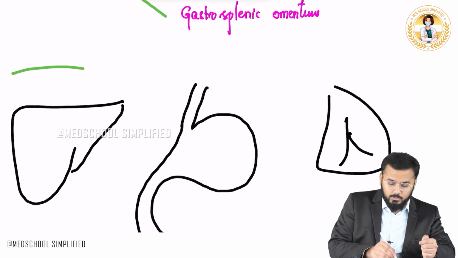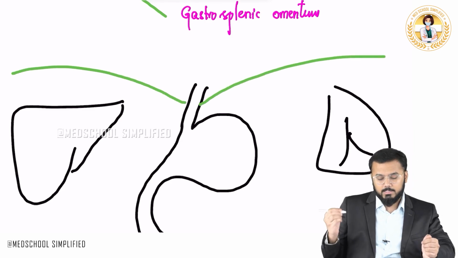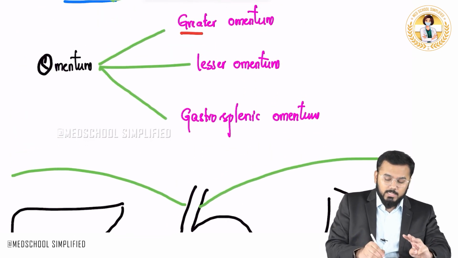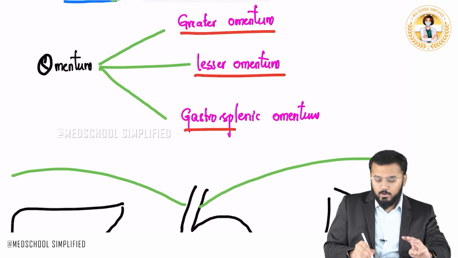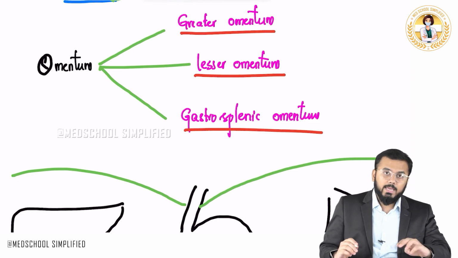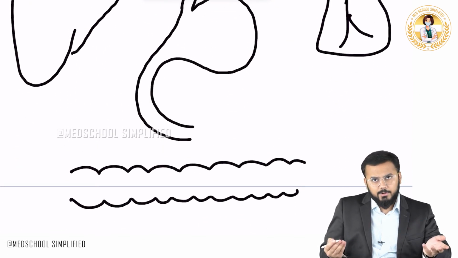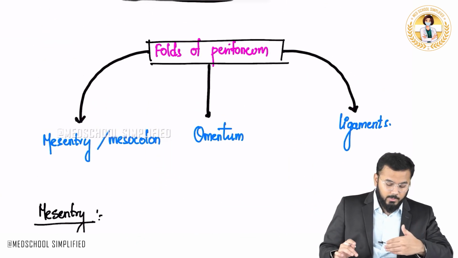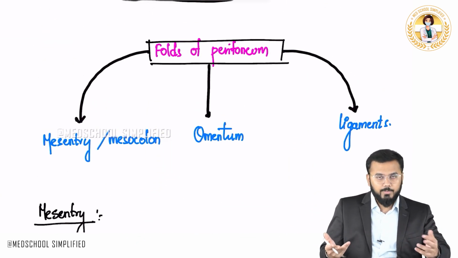Right, so here you have got your diaphragm like this. First of all, what is greater omentum, what is lesser omentum, what is gastrosplenic omentum? Now, greater omentum in the sense, it is a fold of peritoneum. Whatever it is, whether it might be omentum, ligament, or mesentery, all of them are folds of peritoneum.